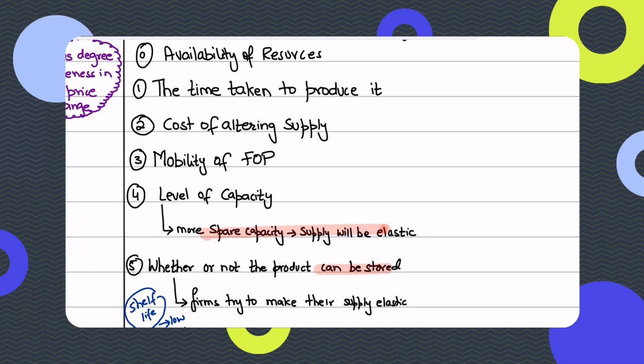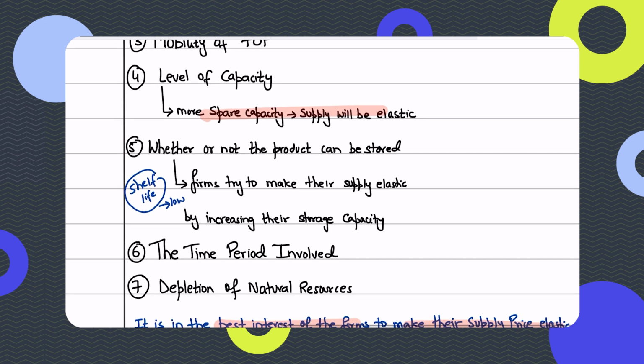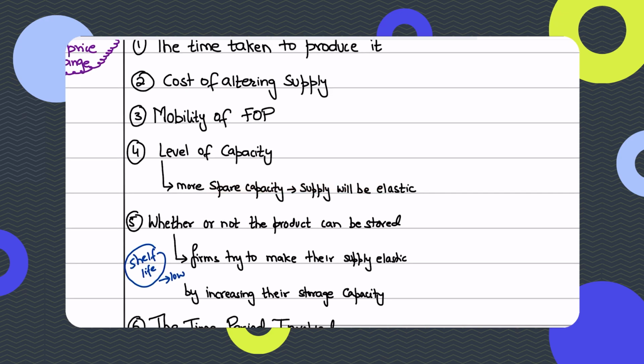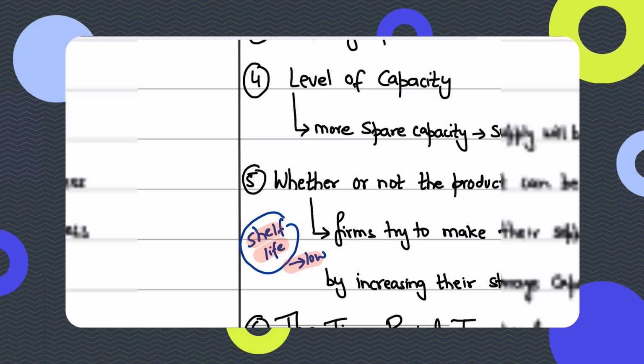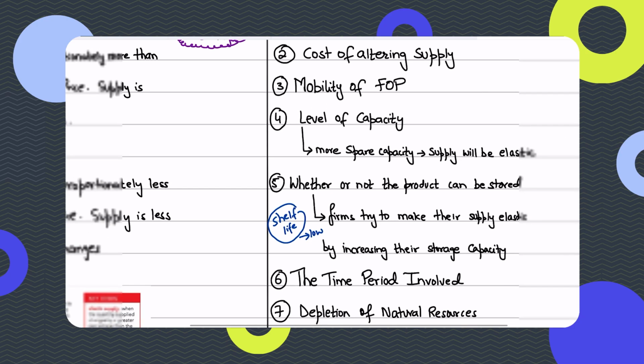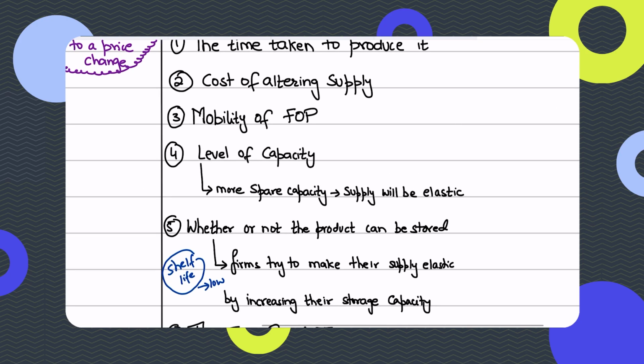Investing in storage capacity, investing in education and training by making their labor more occupationally mobile, and also improving the shelf life of the product. Also, they could make their supply elastic. I haven't really written this here, but write this down.